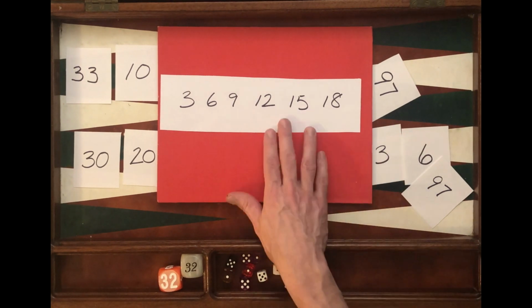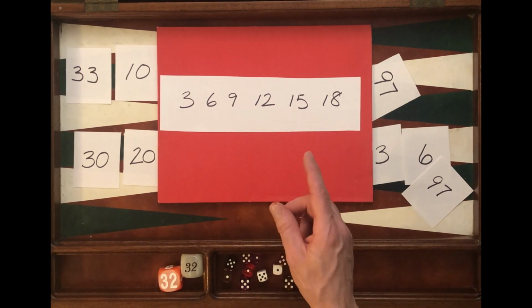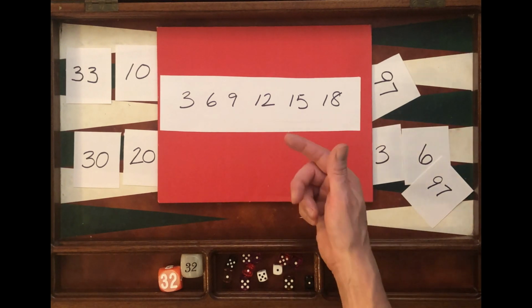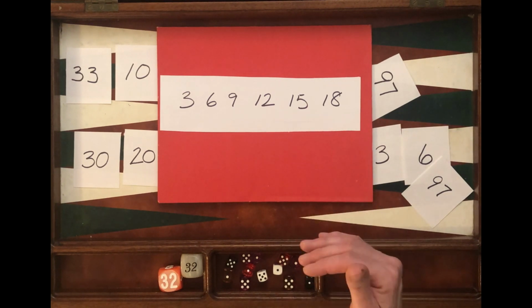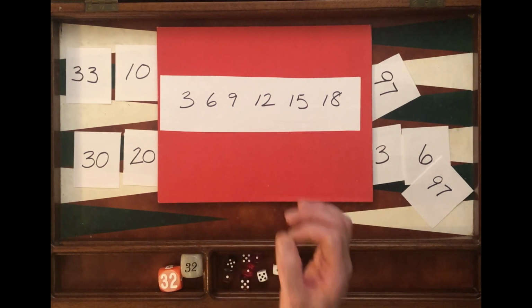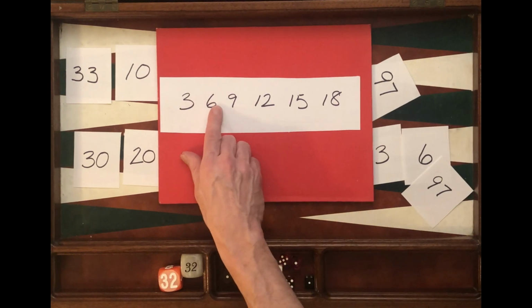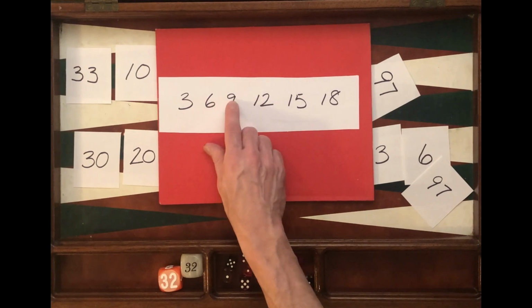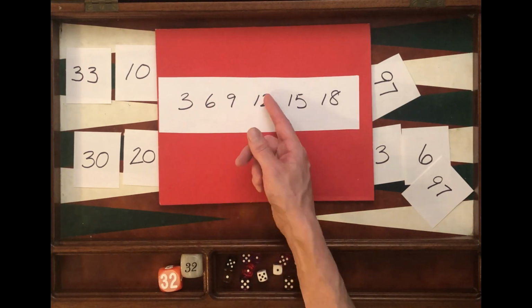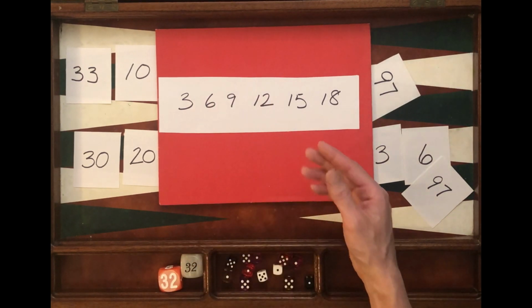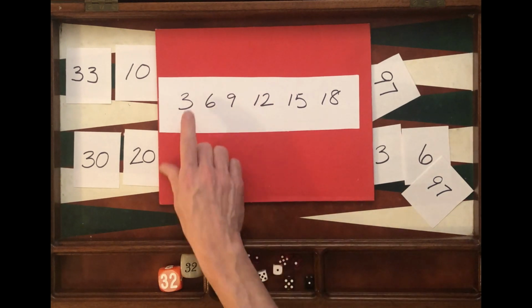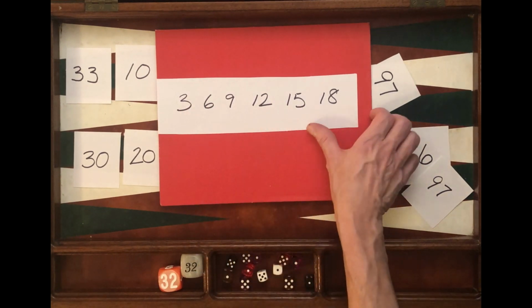And this is an important point. What we're not doing is, we're not saying and, we're not saying plus or minus, we're only saying the numbers. So we're not doing 3, 3 plus 3 is 6, 3 more than 6 is 9, plus 3 is 12. We're not stopping and starting. It just flows. 3, 6, 9, 12, 15, 18.